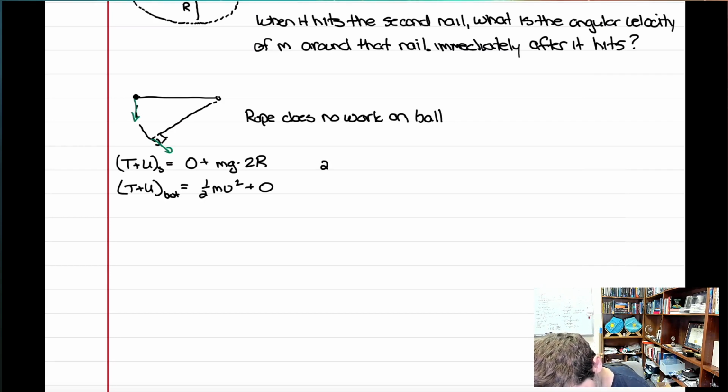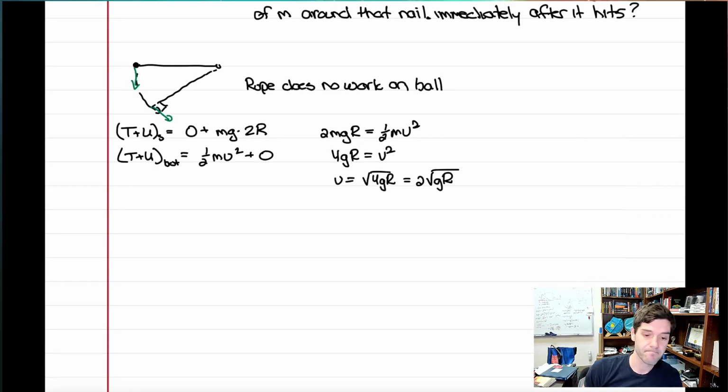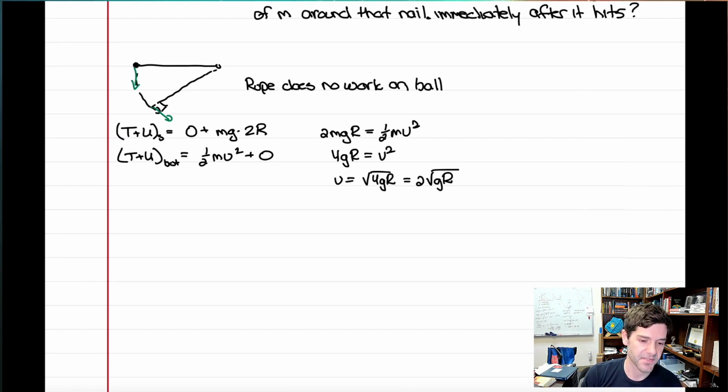So that looks like 2mgr equals 1/2 mv squared plus 0. Looks like some m's cancel. I can multiply by 2. 4gr equals v squared, or v equals square root of 4gr, or 2 square root of g times r. Not too bad, just by, again, energy conservation in this case.